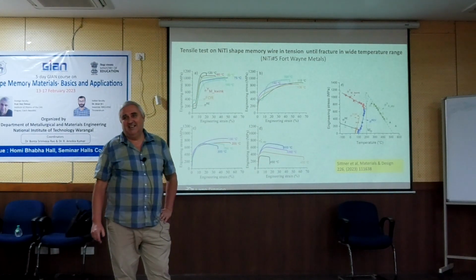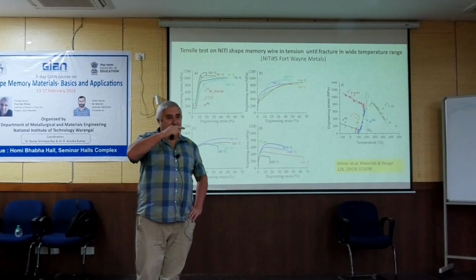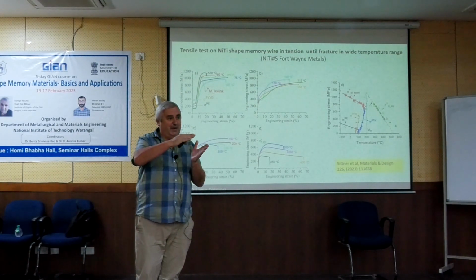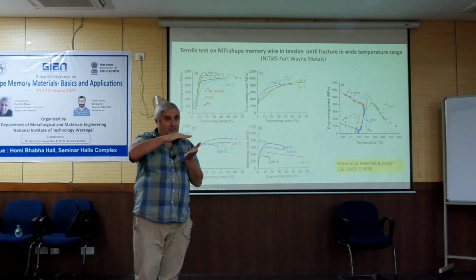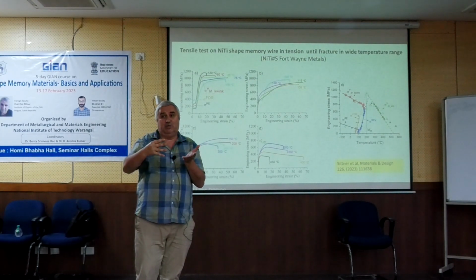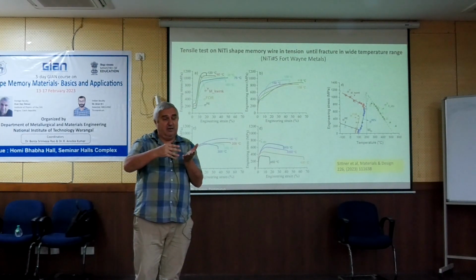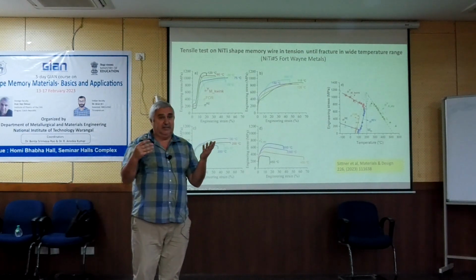Memory wire. Why? Because thermodynamically we are very close to AF or T0, so the stress will be lower. And because the stress is lower, these plastic deformation processes will not occur. So you can observe superelasticity on shape memory wire at 100 Celsius or 120.